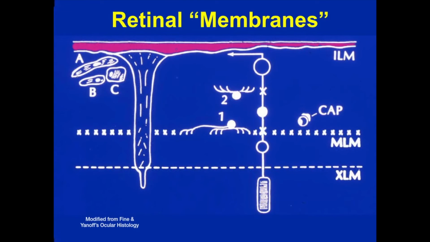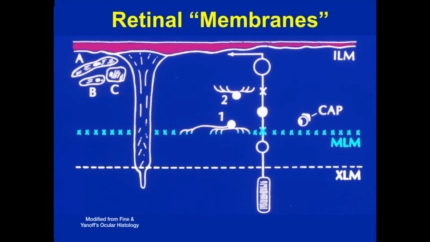The three membranes of the retina are shown in this diagram from Fine and Yanoff's textbook of ocular histology. The internal limiting membrane is highlighted in magenta. It is the basement membrane of the Mueller cells and is a true basement membrane.